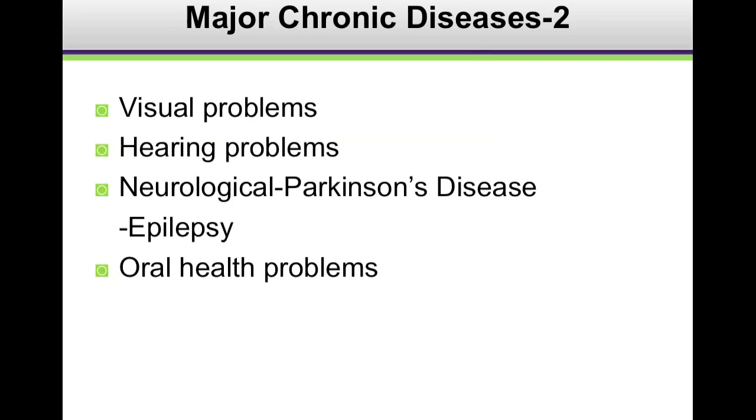Neurological problems we've talked about. Oral health problems, again. Oral health problems may predispose to other disease problems in the elderly. I've mentioned cardiac problems. They may also be a predictor of gastrointestinal problems. So the health of the older person's teeth is paramount, and again, attention should be paid to this.